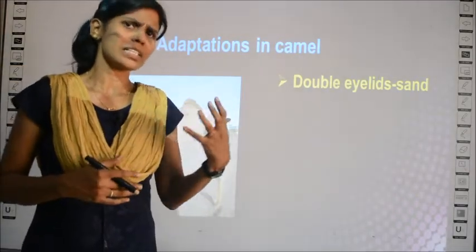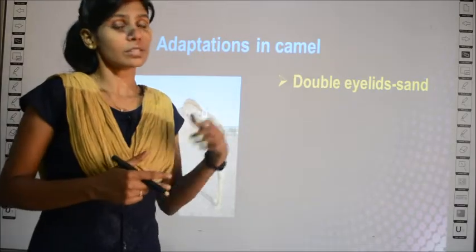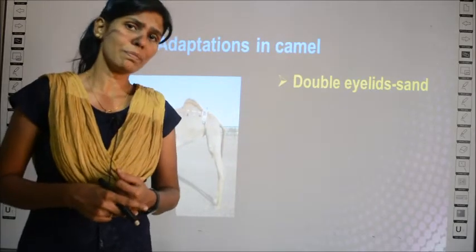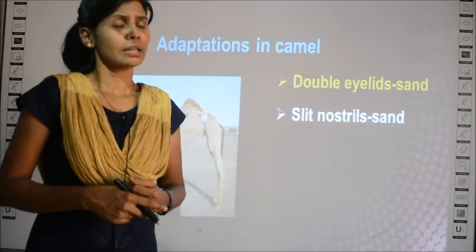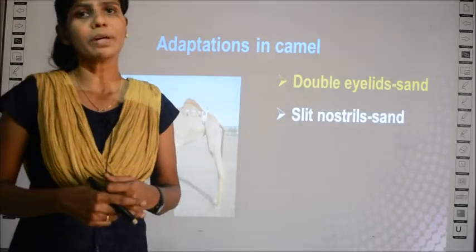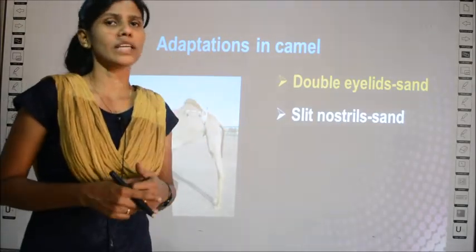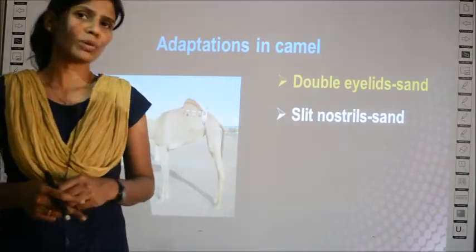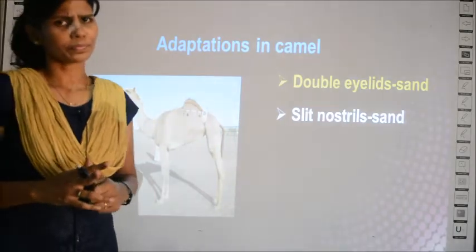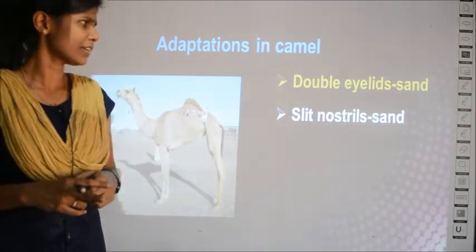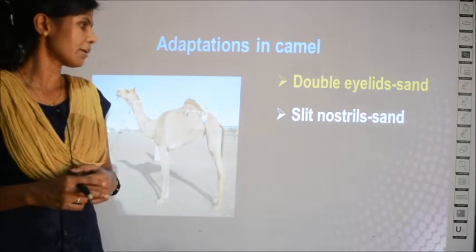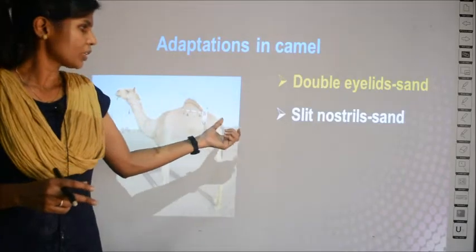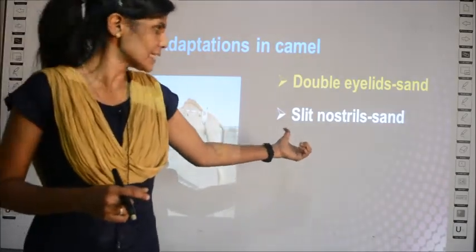Usually animals have only one eyelid, but this one is an exception with double eyelids. So how will this double eyelid help the camel survive in the desert? The presence of double eyelids will keep the sand from entering their eyes. It will protect their eyes from the sand. In deserts we usually have sandstorms, right? So since it is surviving in the desert environment, these eyelids will protect their eyes from the sand. The second adaptation camels have is slit nostrils.